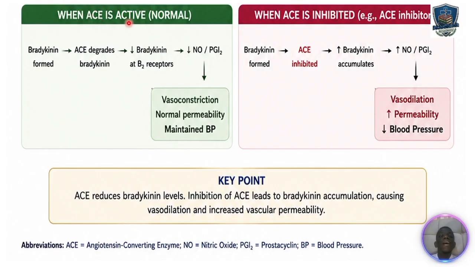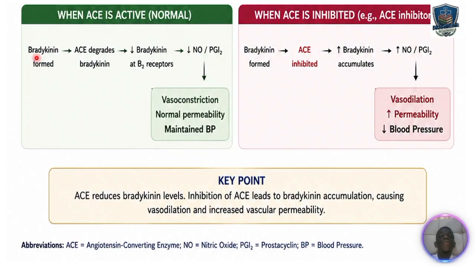The green side shows what happens when the ACE is active, or normal. Remember, bradykinin is formed. There's a chart that shows how this happens. I'm not going to go into it because of time, but if you want to, I can share a link to some documents that show how that occurs.